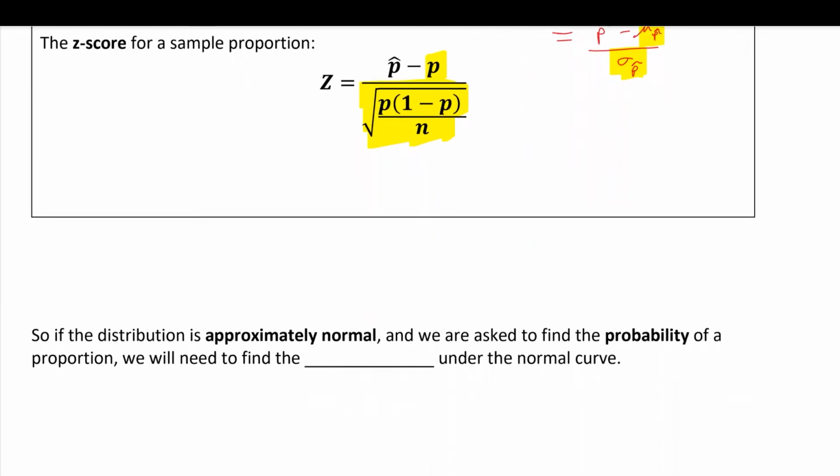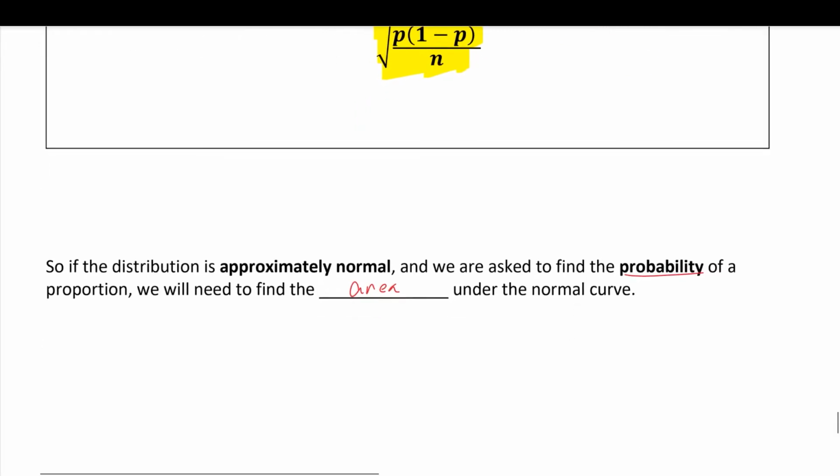So if the distribution is approximately normal, and we are asked to find the probability of a proportion, we will need to find the area under the normal curve. And how do we find the area? Well, if you're using a table, you use a table. But in my class, we use a TI calculator. And of course, that function is normal CDF.